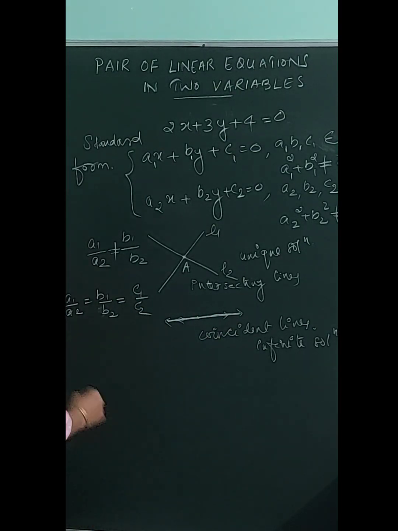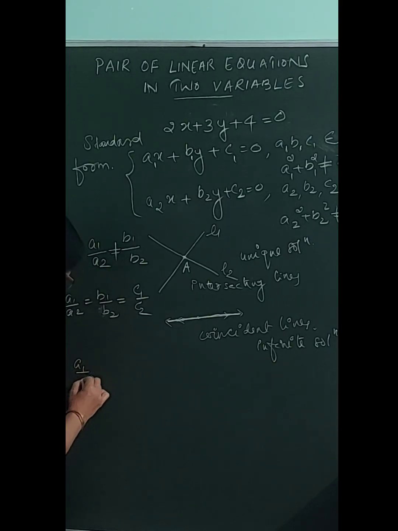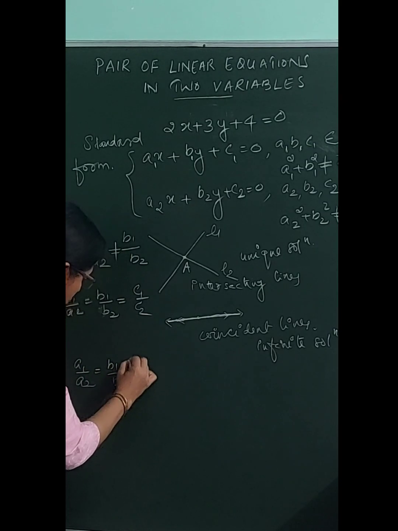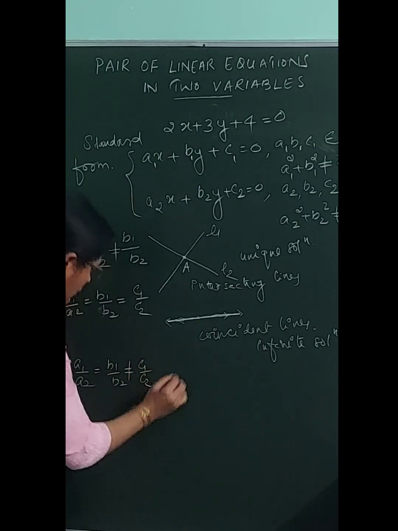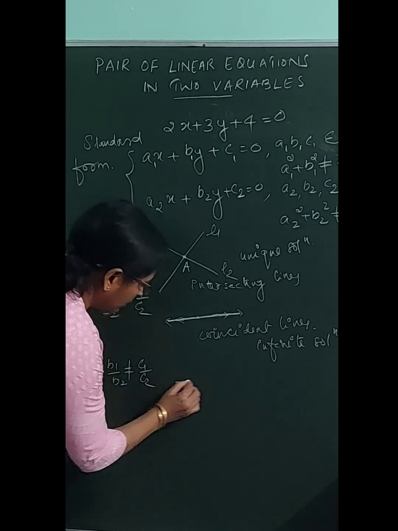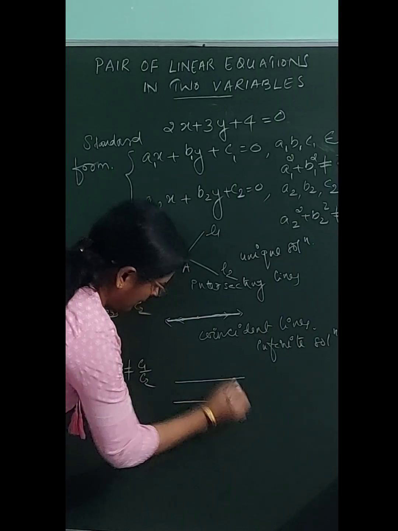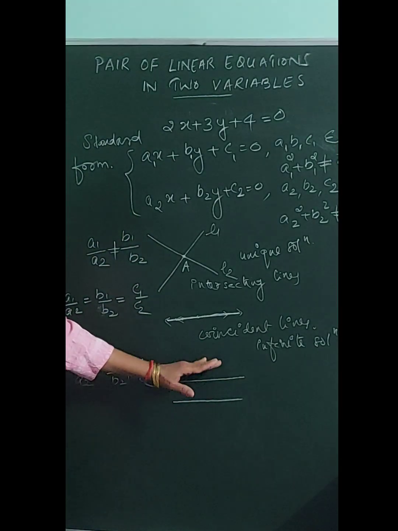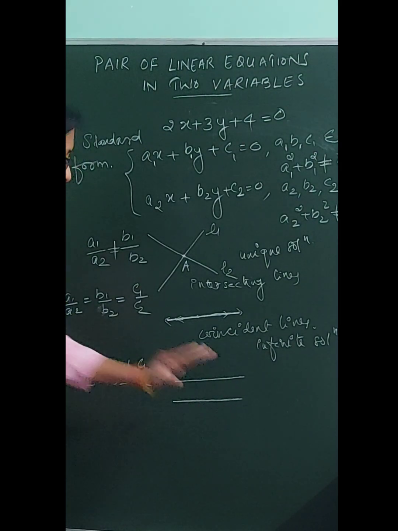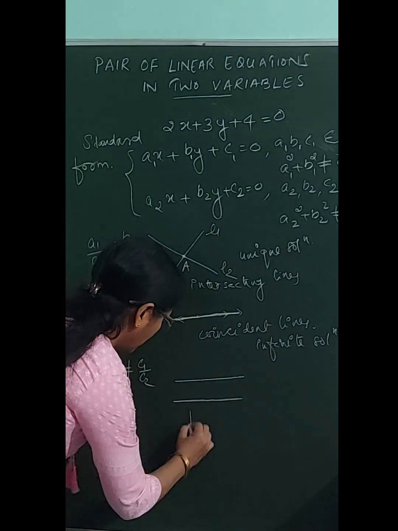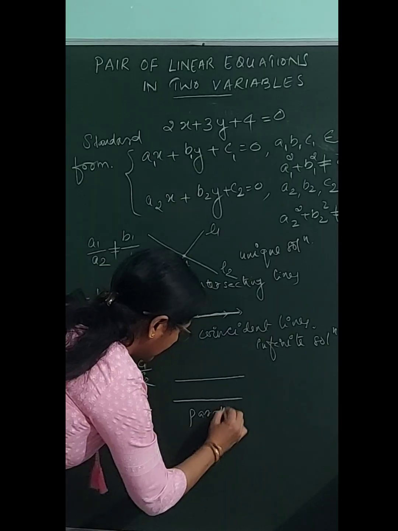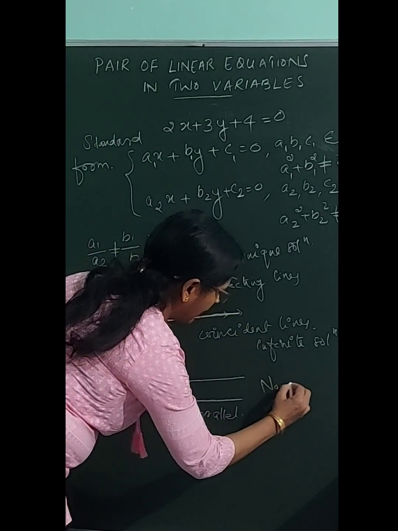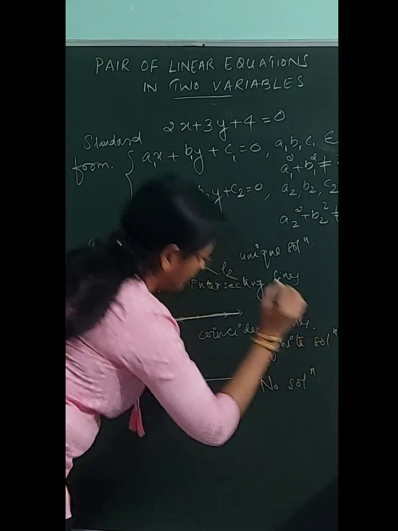The third case is if the first two ratios are equal, A1 by A2 is equal to B1 by B2, but the third ratio is not equal, that is, not equal to C1 by C2. In that case, both the lines will be parallel. This means no point of line 1 lies on line 2. That means both the lines do not have any point in common. In this case we will say that the lines are parallel and the equations have no solution.